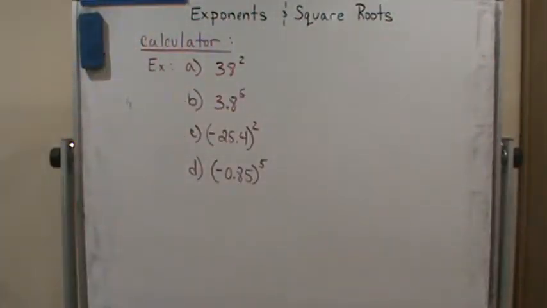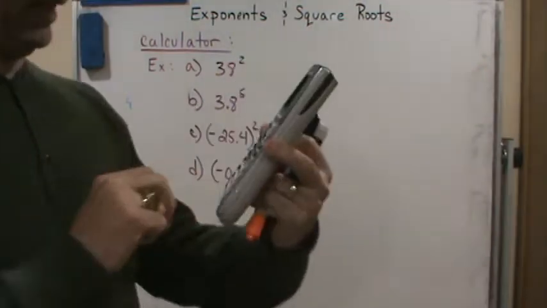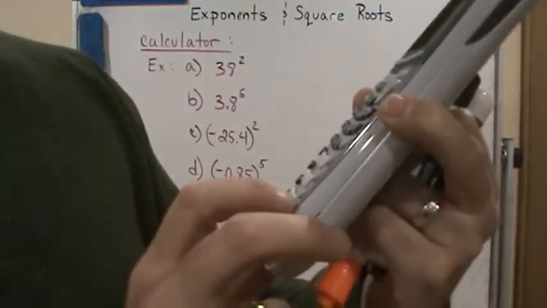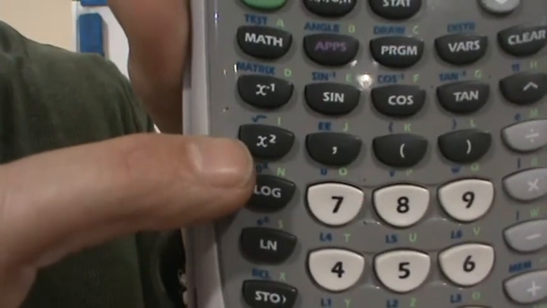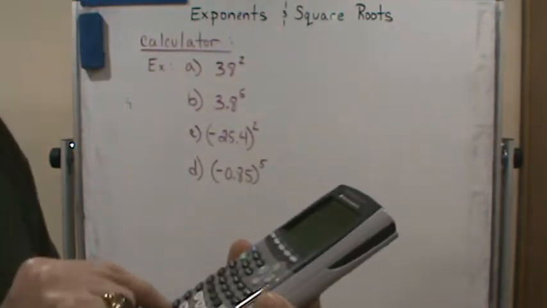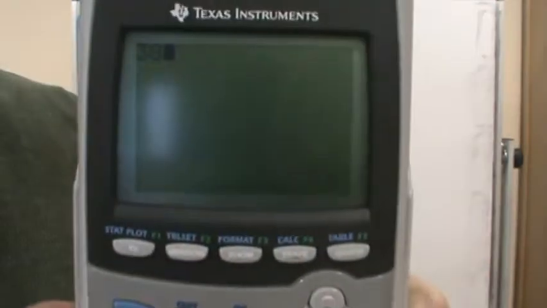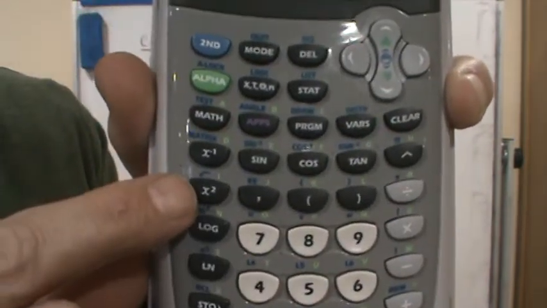Okay, so let me do it in the calculator. I'll show you how to do it in the calculator. Again, I'll show you where the key is. Here on your calculator, most calculators will have an x squared key right here. So if I want to do 38 squared, I do 38, and then I hit the x squared key, which is right here.